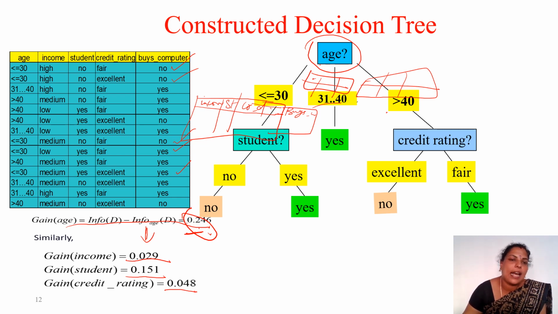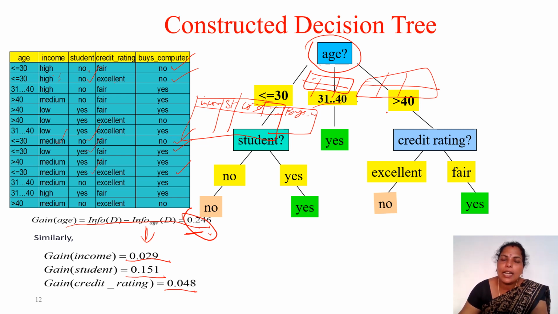So how is it categorized? Based on student, credit rating, or income? You have to check. First, income: high, high, here also high, here also high, and for this one it is medium. So this attribute is not classifying perfectly. Next we go to the student category. Here no, this no, here no, then this yes, yes, and this yes, yes.